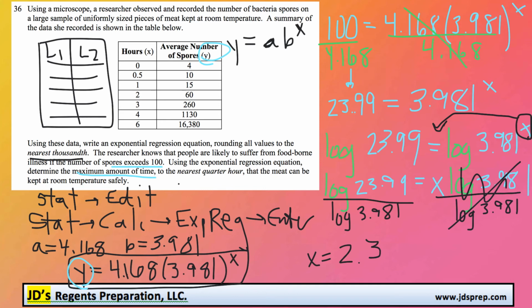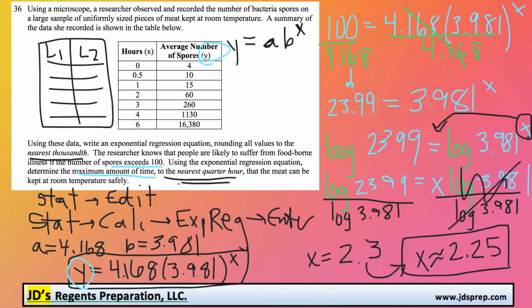But remember, we need to give the maximum amount of time to the nearest quarter hour where y is equal to 100. So the nearest quarter hour would actually be 2.25. I mean, you'd have to round down to 2.25 or round up to 2.5 to get to the nearest quarter hour. And obviously 2.25 is closer to 2.3 than 2.5. So that is the maximum amount of time. I guess if we're going to include units, we would say 2.25 hours.